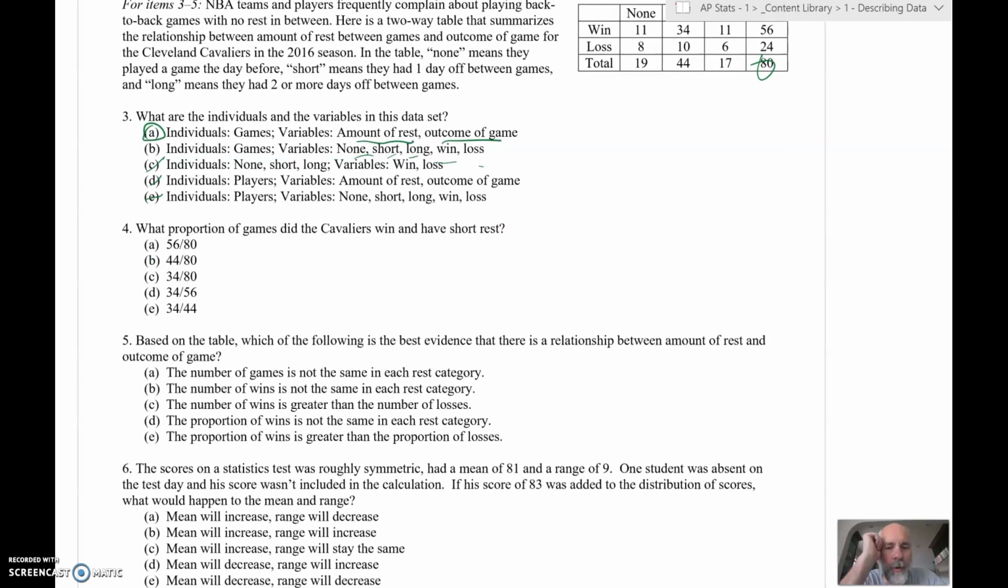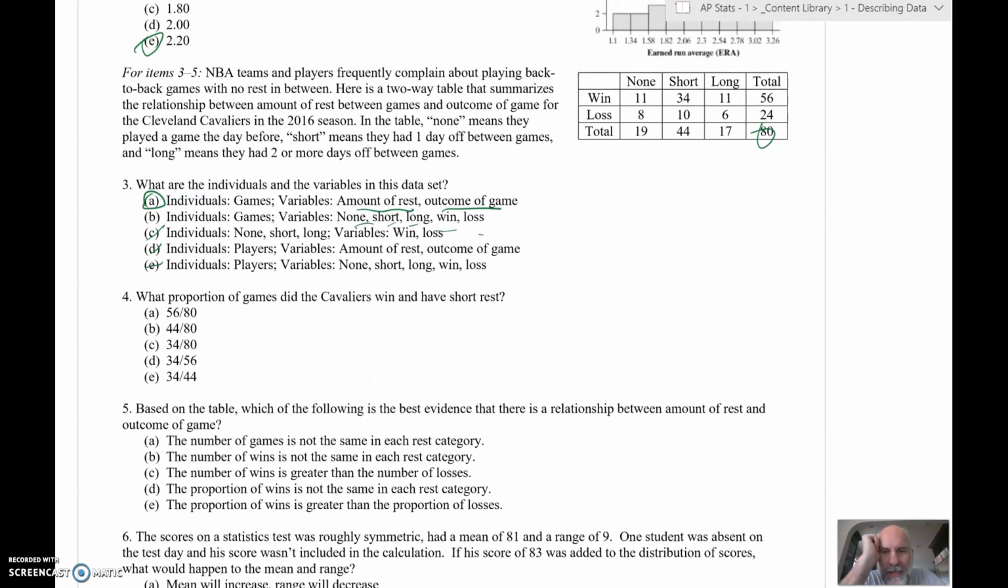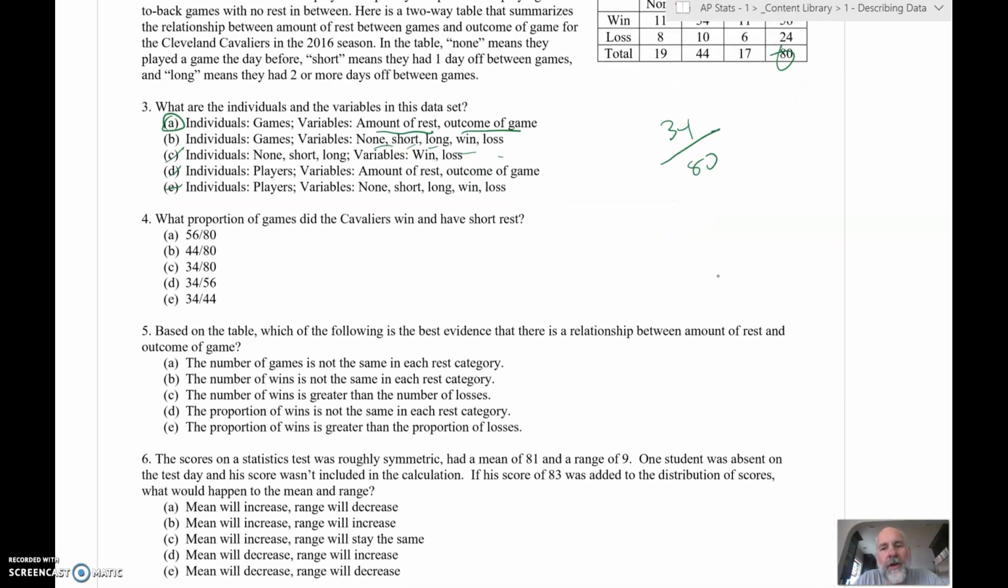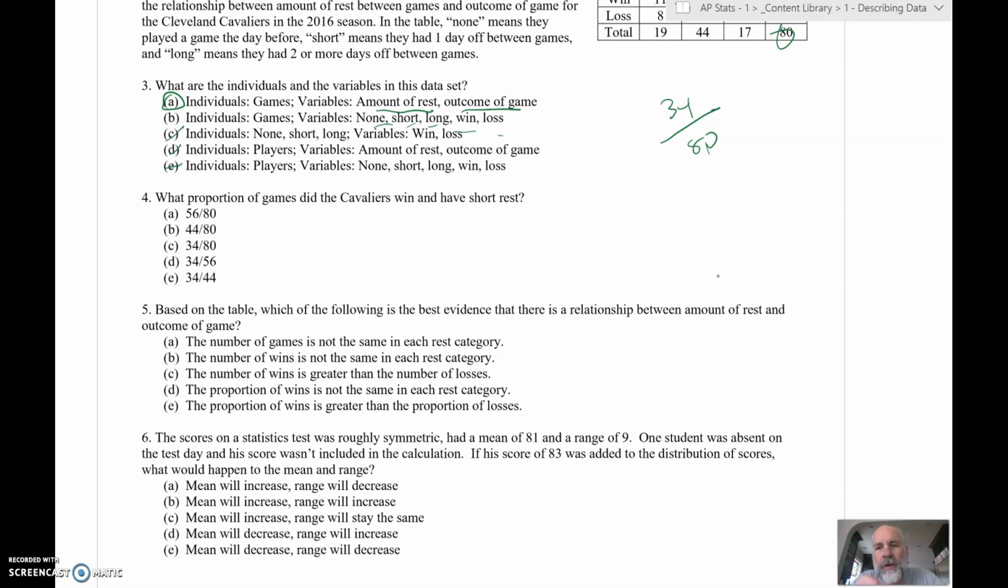Next one. What proportion of the games did the Cavaliers win and have short rest? So win and short rest. So that was 34. And so notice that they had a bunch of 34s there, but it's 34 out of the 80 games they played. Now, one thing to know is even if they gave you decimals on this one, you want to make sure to always write your work out, which could just be showing what the fraction is and then showing what the decimal is for the answer. That would be fine. But they were nice on this one, and we don't have to work it out.